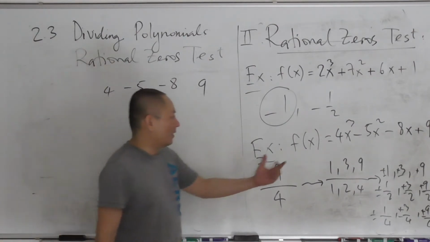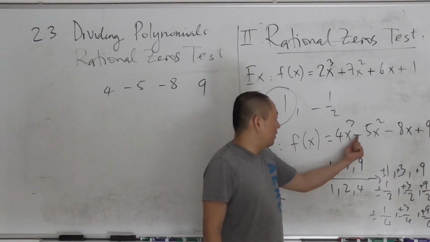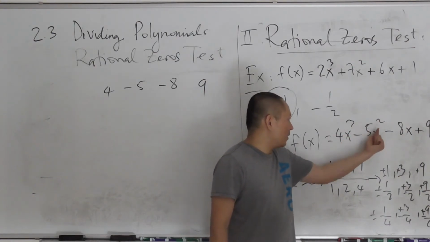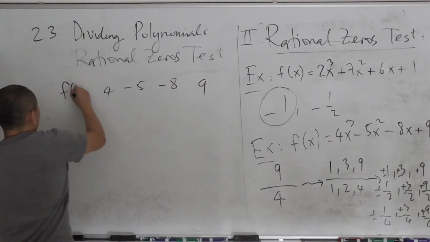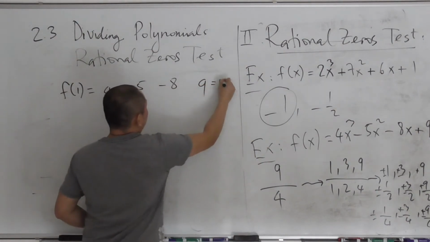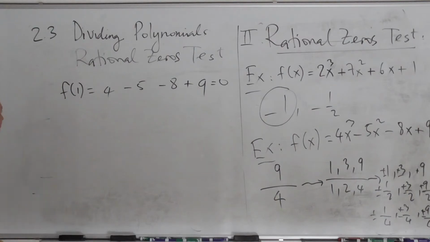Why is that? Think of it. Look at x equal to 1. You've got 4 times 1 cubed, which is 4, and then minus 5 times 1 squared, which is just 5, right? So it's really just the sum of those numbers. This is really f of 1, which is equal to 0. See? 1 in, 0 out. So x equal to 1 is a good choice. We're going to test that, right?